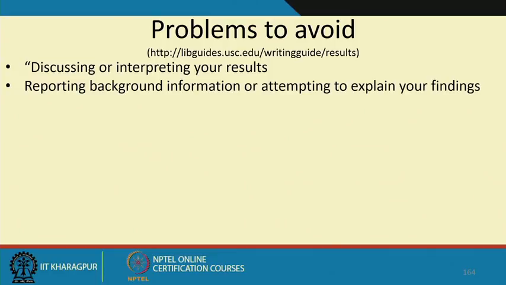You avoid reporting background information, or attempting to explain your findings. You report whatever you have found out, you describe it, but you don't explain it. If it's contrary to what others have found out, you don't provide that explanation in the results section, you only provide what you have found out.